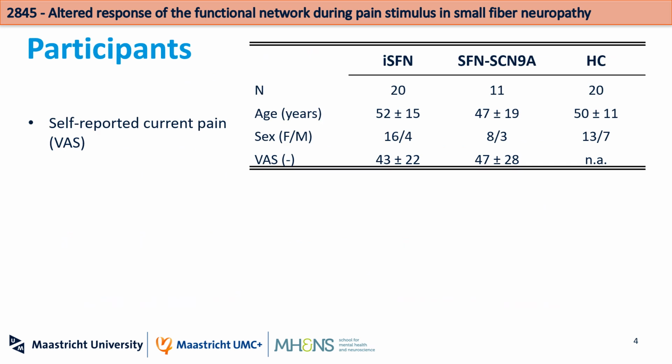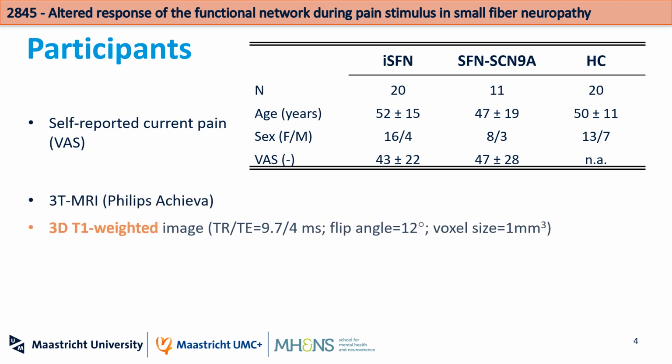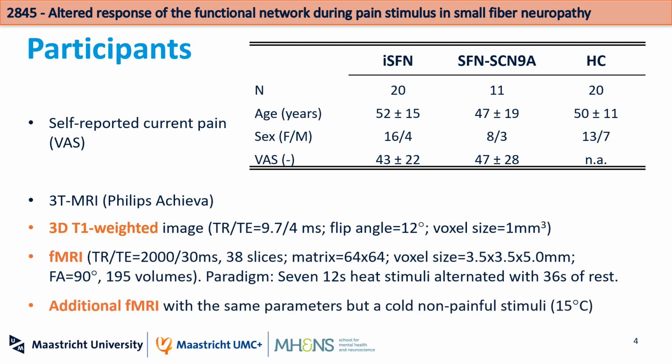Our sample comprises 20 idiopathic SFN patients, 11 SFN patients with the genetic variant, and 20 healthy controls. For all the SFN patients, we obtained a measure of self-reported current pain using a visual analog score. All participants underwent 3T MR imaging, and we obtained T1 weighted images and 2 fMRI scans.